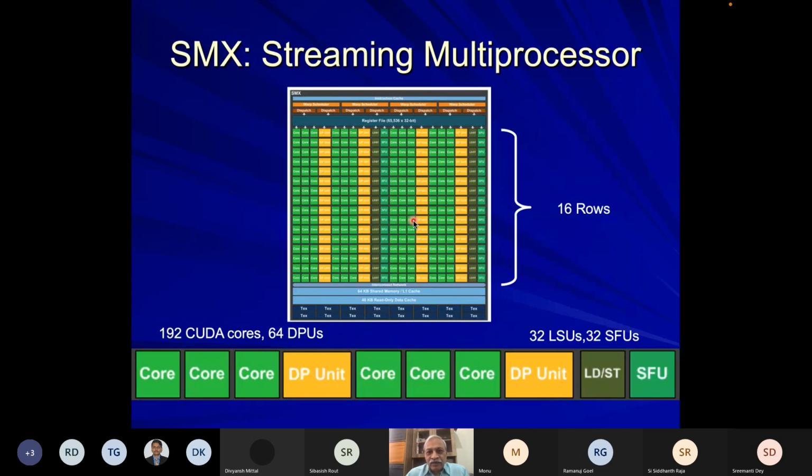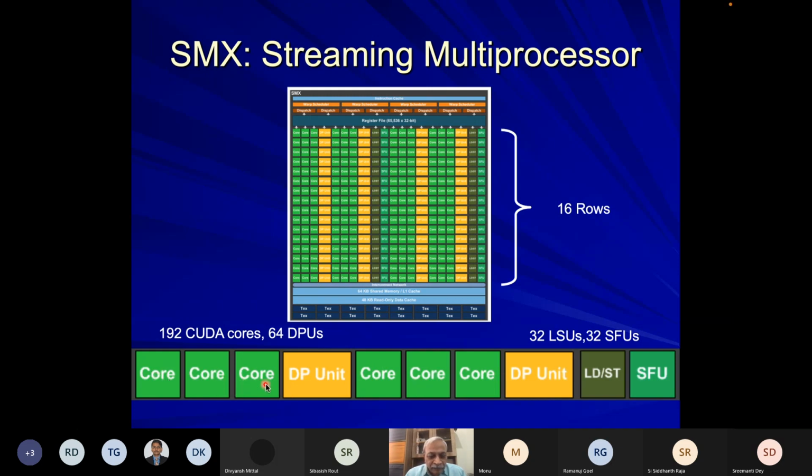Within each SMX, or streaming multiprocessor, you have a large number of small cores. A huge number. For example, in this case, there are 192 what are called CUDA cores. As you can see, these need to be fed data concurrently from a register file which has many ports. Each row is expanded here, shown in expanded form at the bottom.